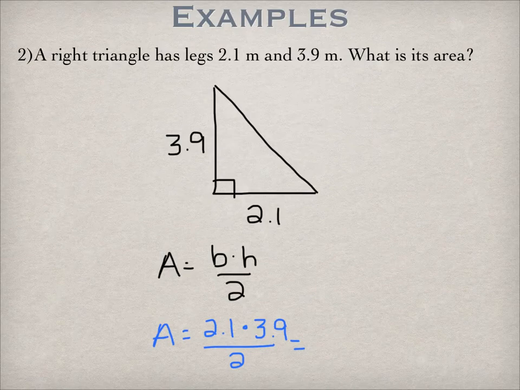Alright, for 2.1 times 3.9, I get 8.19. And then divide that by 2, 4.095. And because this is in meters up here, I'm going to say this is square meters. Okay, on to our next one.